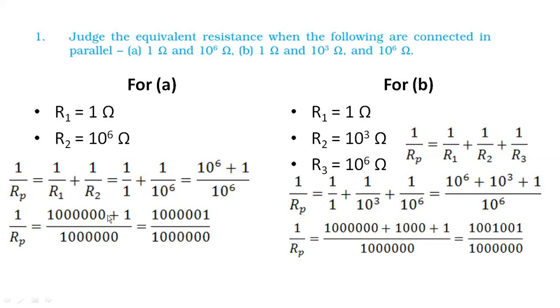So the calculation is very simple. All you have to do is add this particular number with 1. So that value will become 1, 0, 0, 0, 0, 0 and 1. The denominator will remain as it is. In this case also the denominator will remain as it is, and the addition of this will become 1, 0, 0, 1, 0, 0, 1 in the numerator.